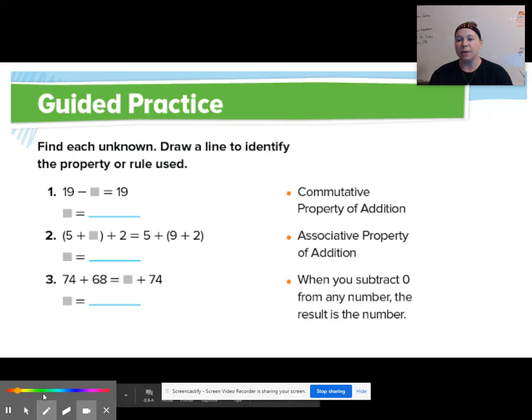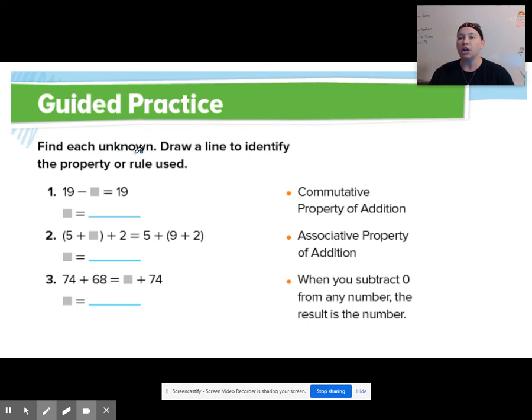Let's solve these together. Okay. Find each unknown. Well, this is what they're calling my unknown, this box, okay? Draw a line to identify the property or rule used. Okay, so first of all, let me solve the unknown. Well, 19 minus something equals 19. Yeah, 19 minus 0 equals 19. And I see it's a 0, so that's the zero property of subtraction. When you subtract 0 from any number, the result is the number. Okay.